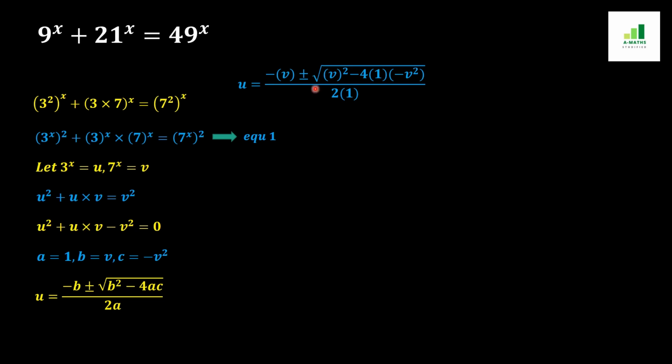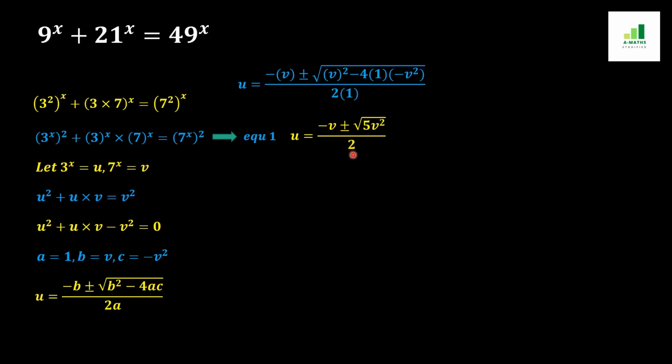2 will remain the same, and this a will be replaced with 1. Now we should simplify this quadratic formula as u equals minus v plus minus under root 5v square over 2, because this is v square, and minus minus becomes plus 4v square. 4v square plus v square will be equal to 5v square.